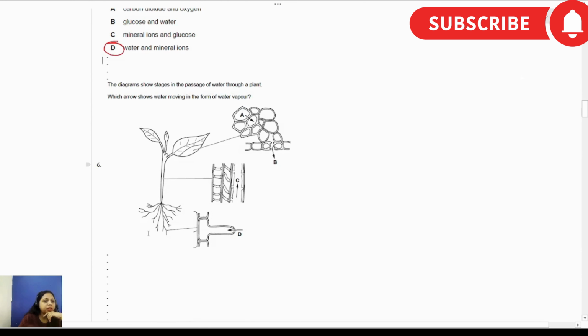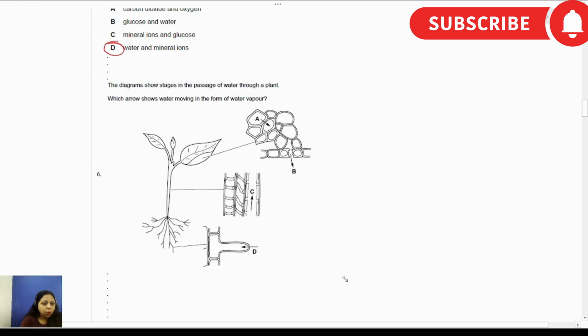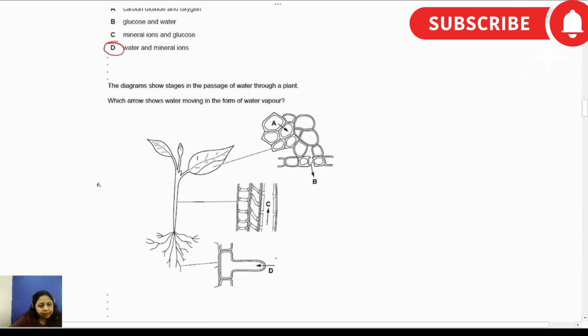Next one. The diagram shows stages in the passage of water through a plant. Which row shows water moving in the form of water vapor? When water moves into the root, it is still liquid, right? In xylem, it would still be liquid. When it moves from cell to cell, these are not the intercellular spaces that are present in the spongy mesophyll. So they are moving from cell to cell, meaning no spaces are present. This one is also liquid. When it finds a space, for example here, only then does it convert into vapor. So this point B would be showing the water vapor. All other three would be the liquid forms.